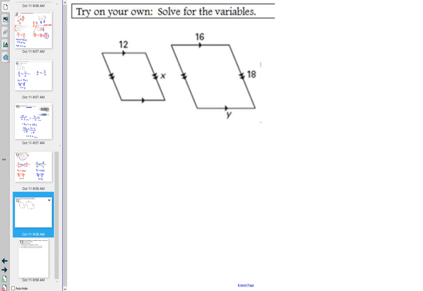Here, why don't you guys do this one? Raise your hand when you got an X, and then raise your hand when you got Y.